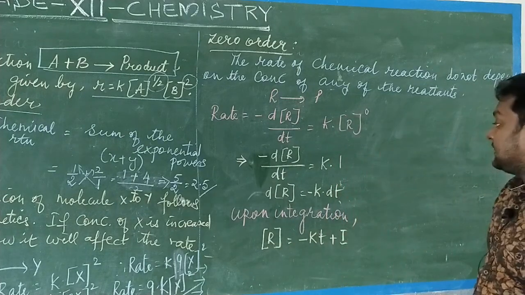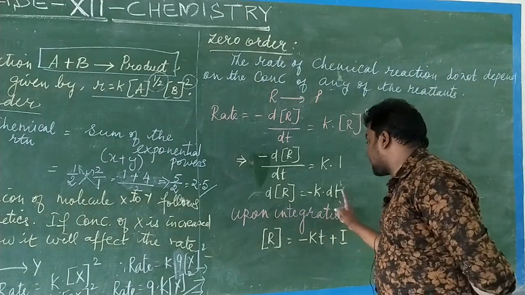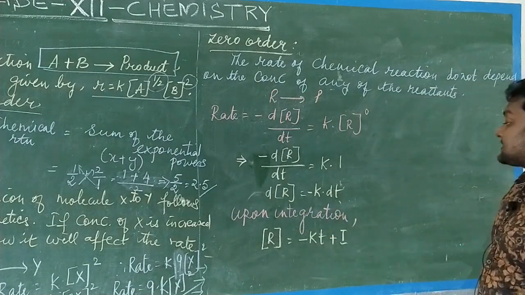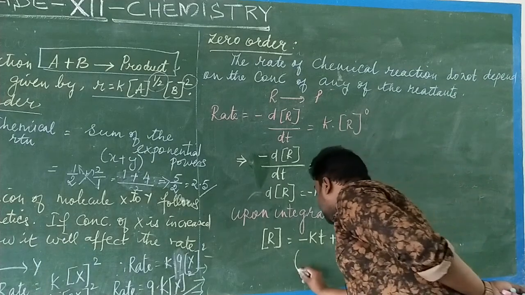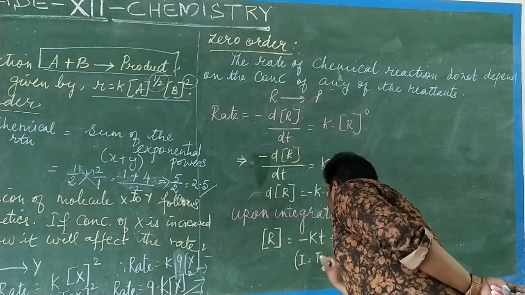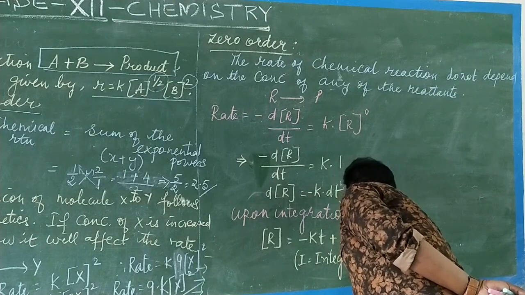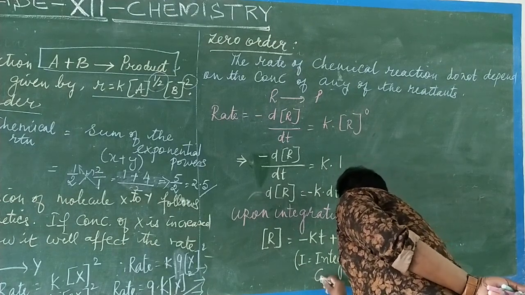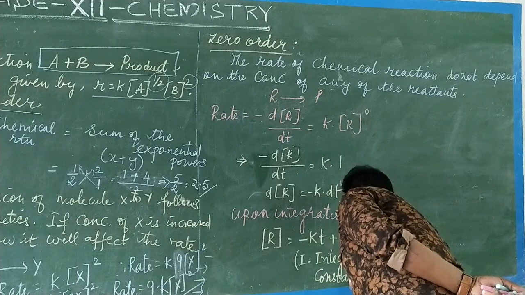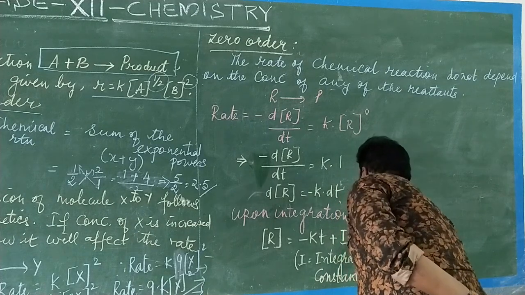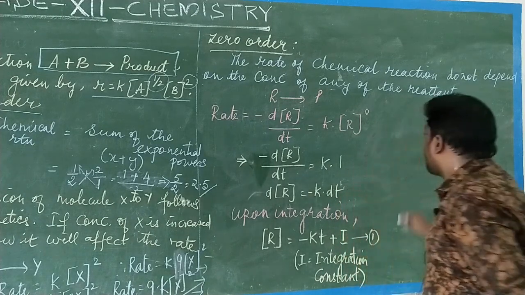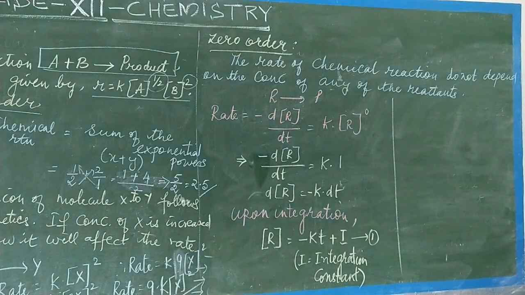What is this I? The d has gone on both sides, leaving minus K into T. This I is nothing but an integration constant. So this becomes equation number 1: concentration of R is equal to minus Kt plus I, where I is an integration constant.